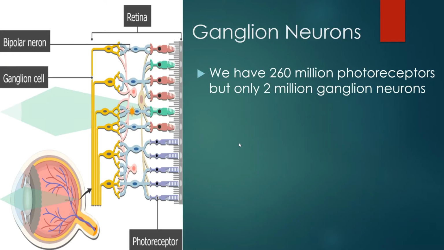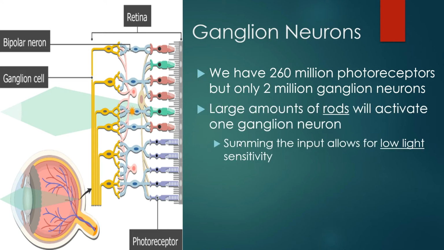So this is where a lot of the acuity happens. We have 260 million photoreceptors, and we only have 2 million ganglion neurons. So we have a ton of cells that are picking up light, but all of that light is being compressed. A huge amount of rods will activate one ganglion neuron. So it's a summation principle. And this is what allows us to see in low light: these ganglion neurons are summing up a ton of rods to try to get an accurate representation of how much light is hitting the eye.